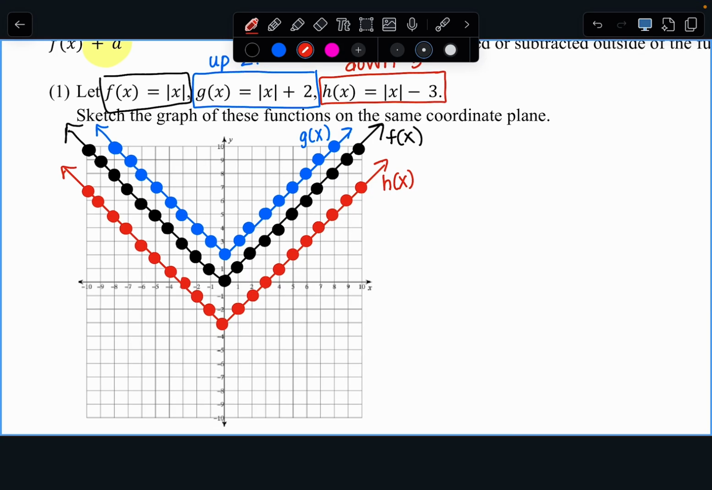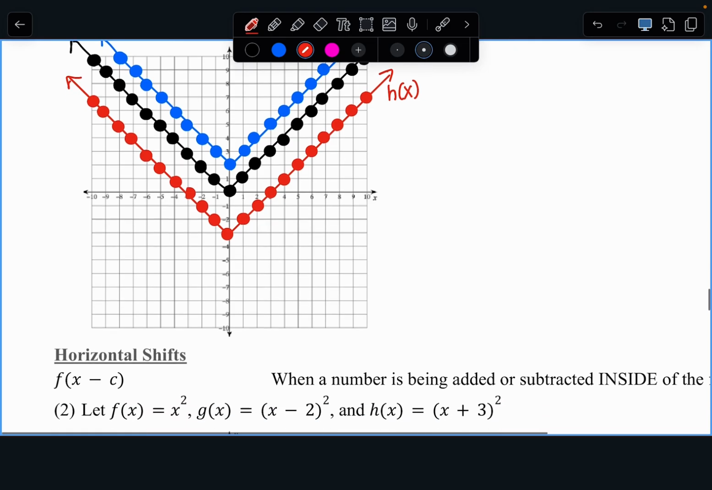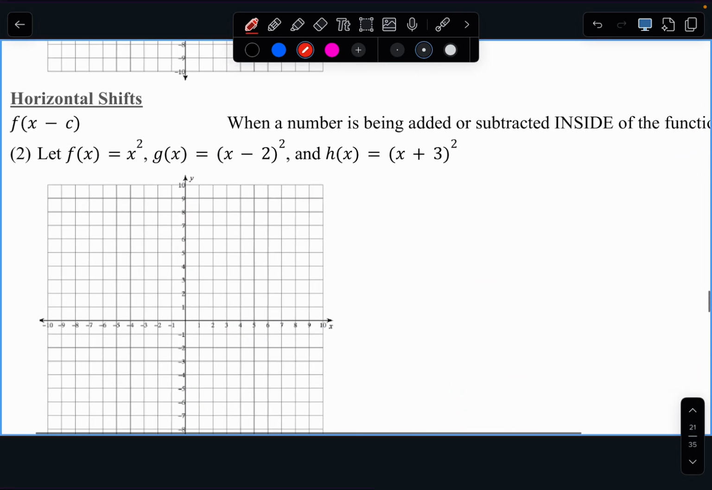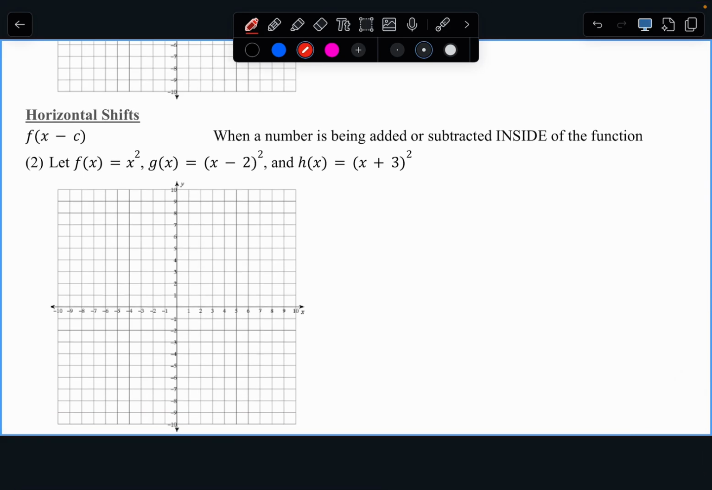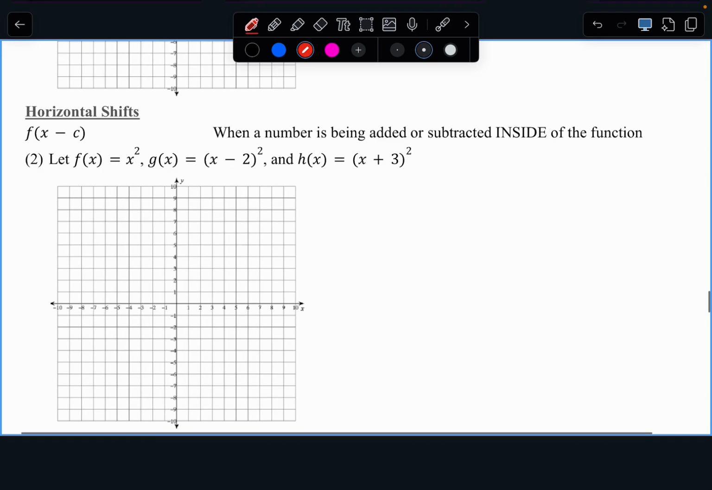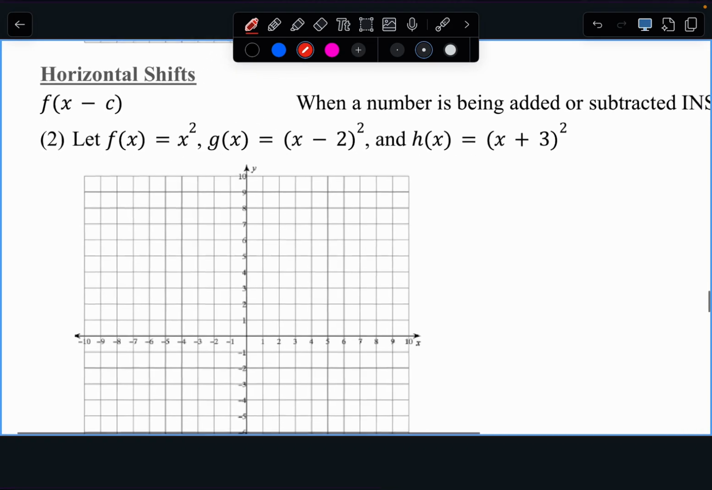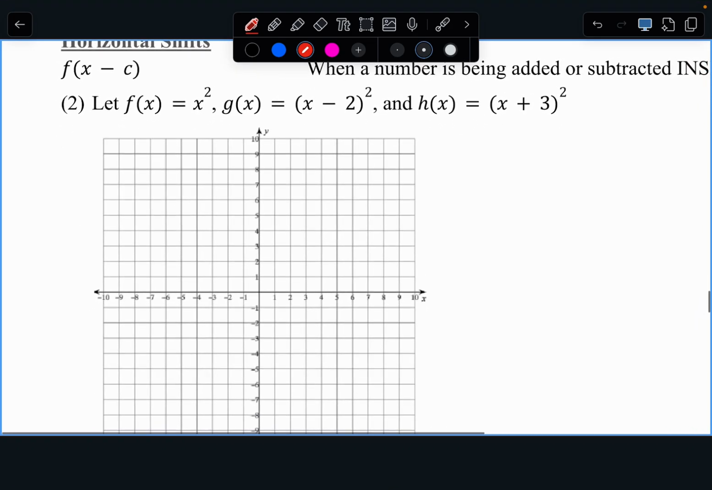Let's talk about a different type of transformation. What if it's inside the function? So that could be under a radical, that's like the square root stuff, in parentheses, inside the absolute value. When something is being added or subtracted inside, it's moving left or right. Now what's interesting is it's the opposite of what's there.